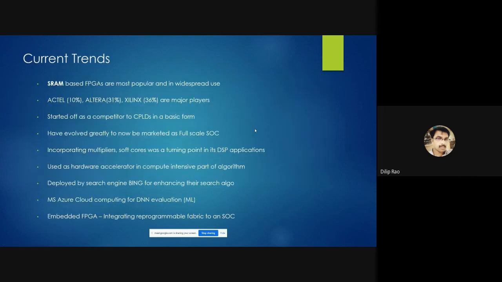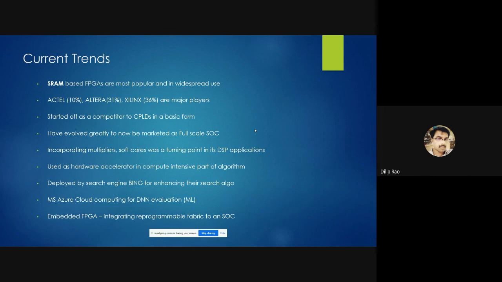Okay, so this is the last slide, talking about the latest and greatest trends in the market in the FPGA segment. Previously, during the early days of evolution, there were several other FPGA technologies in use: fuse, anti-fuse, flash, SRAM, also EEPROM based FPGAs, but all of them have now become obsolete. The only trending FPGA technology right now in the market is SRAM based FPGAs. It's the most popular and is in widespread use.